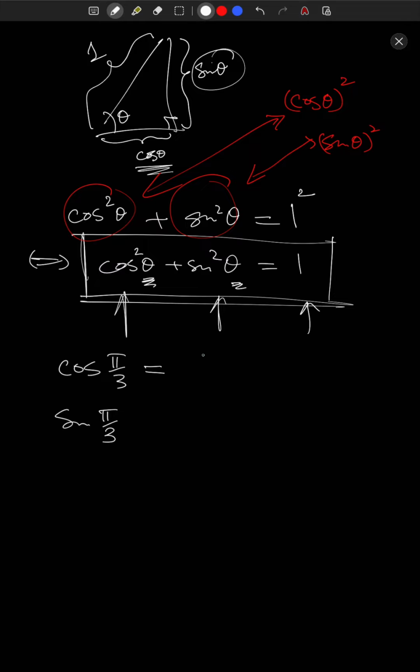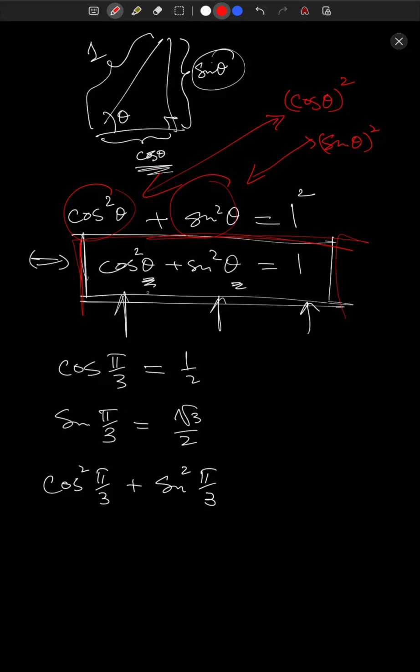Right? Cosine of pi over 3 is 1/2. Sine of pi over 3 is root 3 over 2. This is from that table that we talked about that hopefully you'll have memorized by now. Let's see. If we square these two, cosine squared pi over 3 plus sine squared pi over 3, if this fundamental identity is true, this better be equal to 1, right? So let's check if it's actually the case.